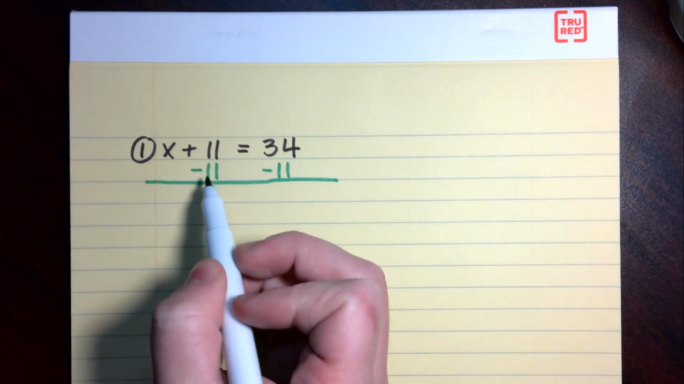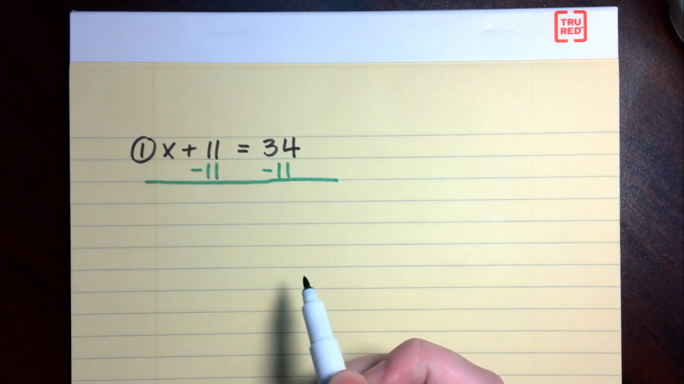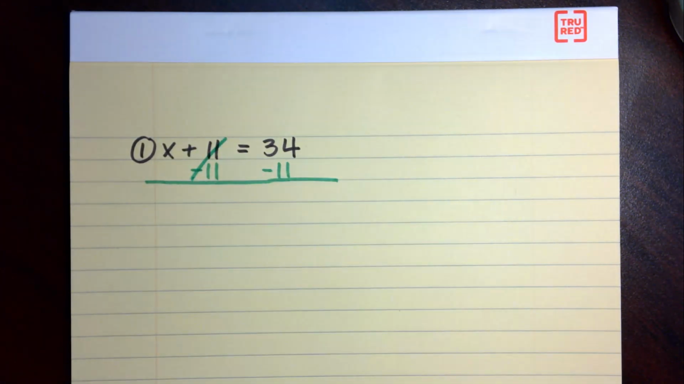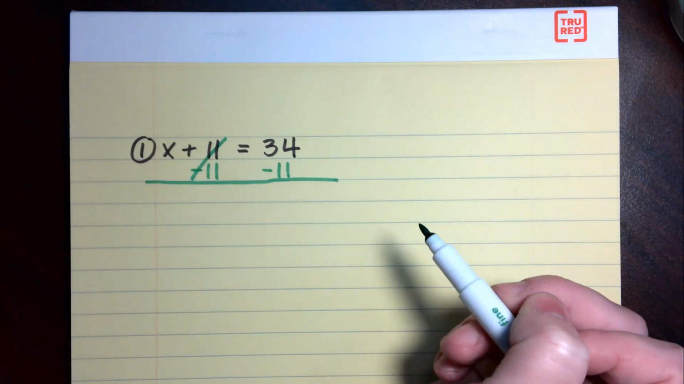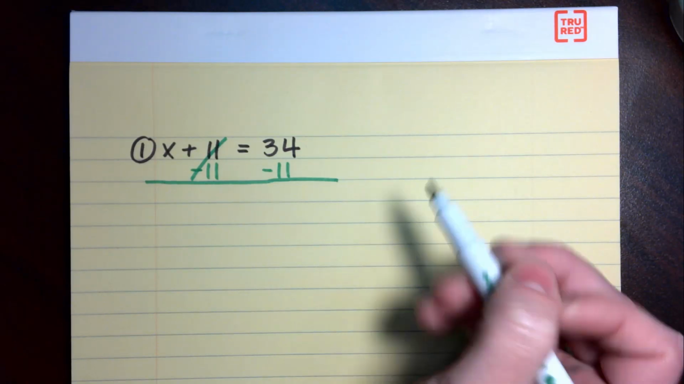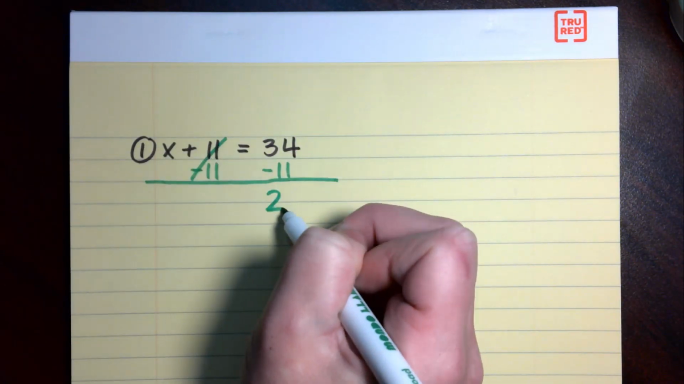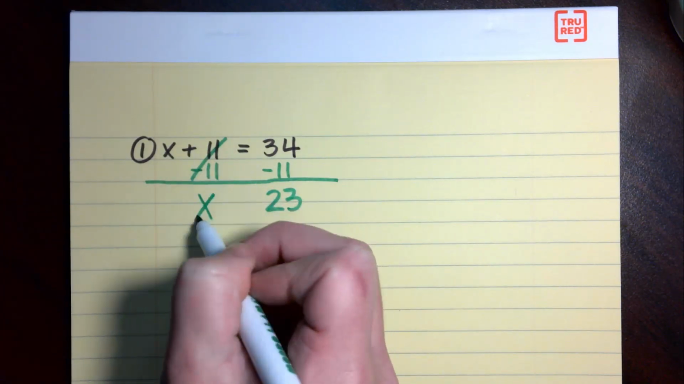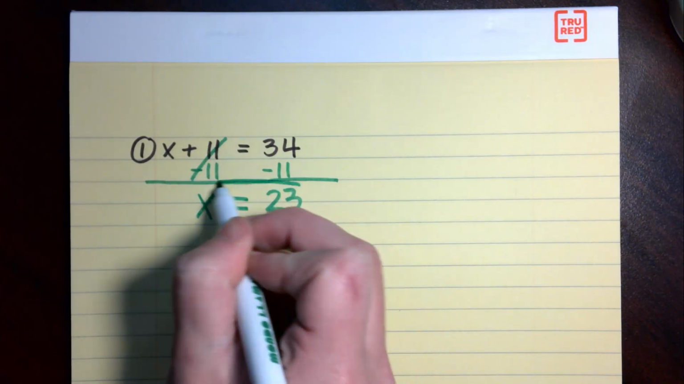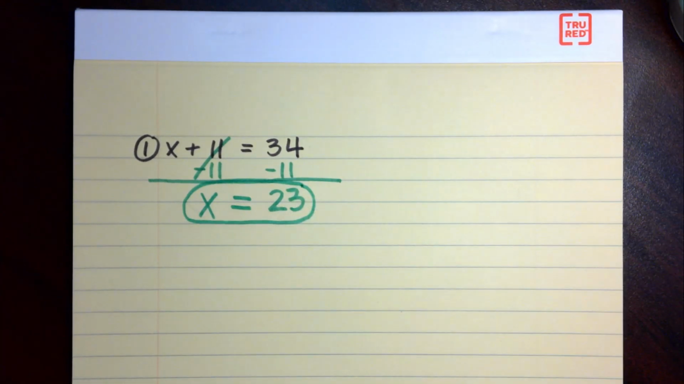So what happens with my 11s? They cancel out, absolutely. Now what do I do? Yeah, we're going to do 34 minus 11, and what is that going to give us? Yes, we get 23, and we know that we have the x and the equals left, so we're going to bring those down, and we got x equals 23. Did anybody get something different? Good deal. Awesome, guys.